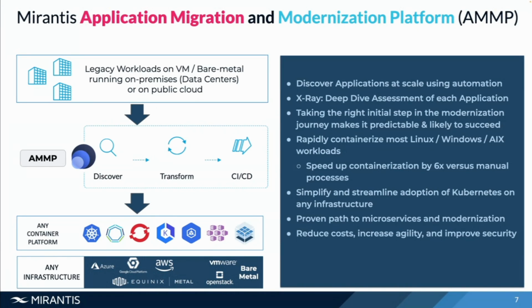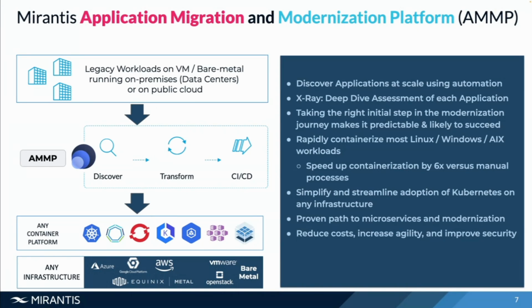So this is where we'll start to look at replatforming and rehosting these applications. The way that Mirantis addresses this topic is through a platform which we call AMMP. AMMP stands for Application Migration and Modernization Platform. And it basically works in 3 steps. 3 big steps, and then I'll explain in more detail how we can break down these steps.